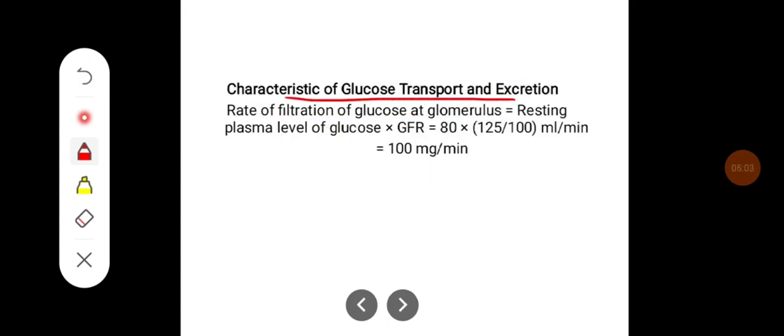The characteristics of glucose transport and its excretion. If you see the rate of filtration of glucose at the glomerulus, that is equal to resting plasma glucose level into the GFR, that is 80 into 125, that equals 100 milligrams per minute.